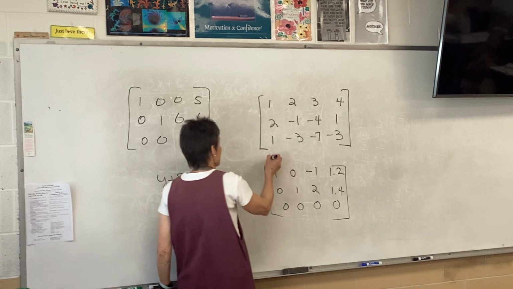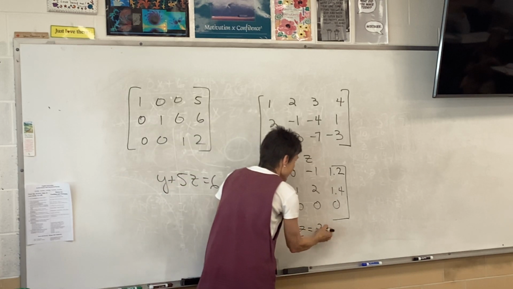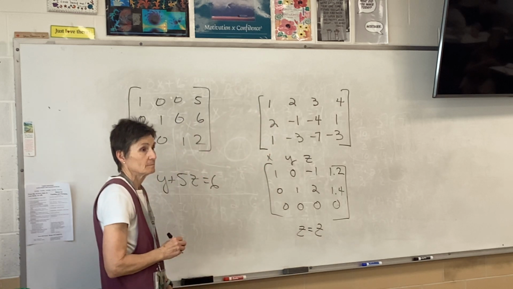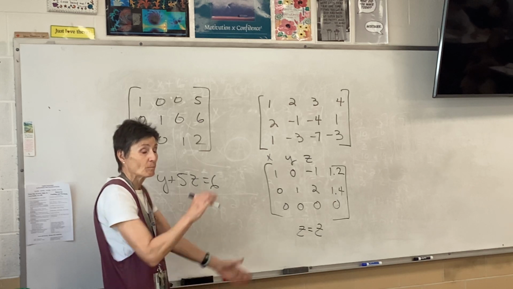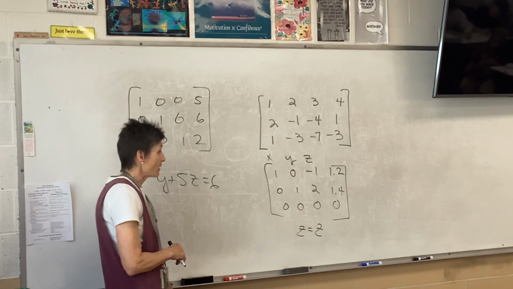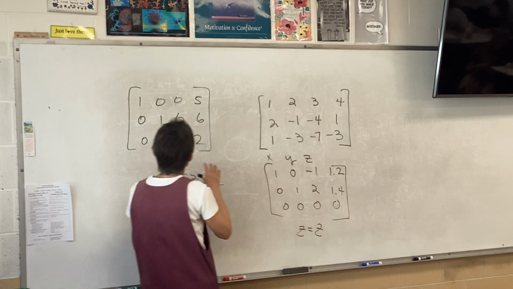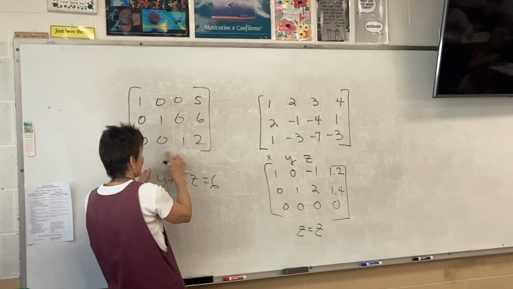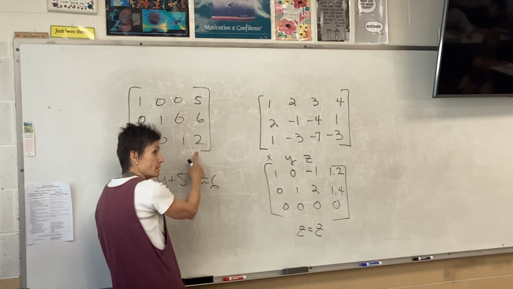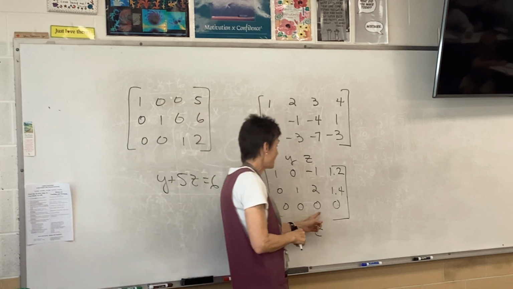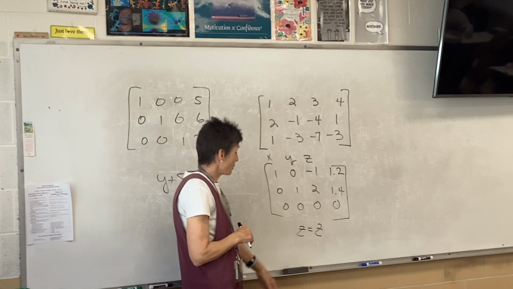Variables are X, Y, and Z. The bottom row says Z equals Z. There is no unique solution. We had hoped that the bottom would come out looking like this and literally say Z equals 2, but it doesn't. It says nothing equals nothing. True. So we say Z equals Z.